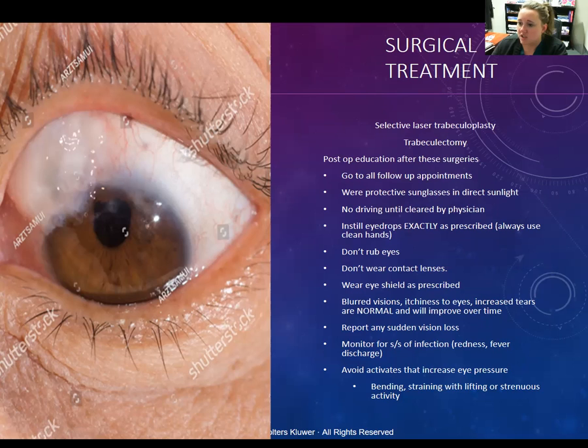So post-op education, we need to make sure they keep their follow-up appointments, educate them on signs and symptoms of infection. And it's important that they keep those appointments so that we can continue to measure their intraocular pressure and make sure it's continuing to trend down and not going back up.